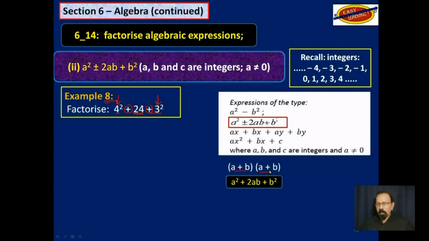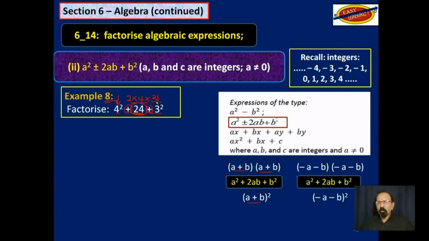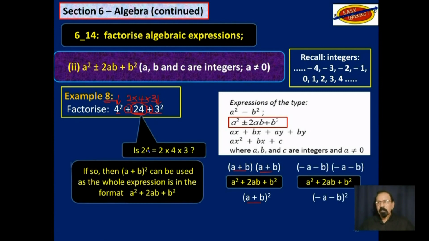A plus B and A plus B. It is A plus B squared. So this 24 here is 2 times A, which is 4, times B, which is 3. That 24 is 2AB. 2 4 is 8, 3 is 24. So we can take a number of guesses, and then we find that A plus B squared can be used as the whole expression is in the format A squared plus 2AB plus B squared.